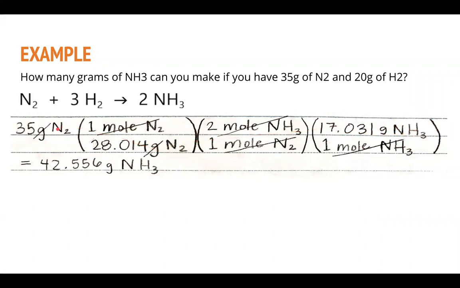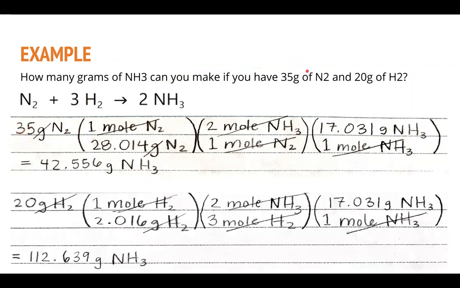Okay, and then look at all my units. Yep, they all cross off. I'm ending with what I want. So I get 42.5 grams of ammonia from 35 grams of dinitrogen. We're going to do the exact same thing, but with hydrogen. I'm given 20 grams of hydrogen. I'm going to make sure that the units all line up and cross out, and then multiply across, and I end up with 112 grams of ammonia.